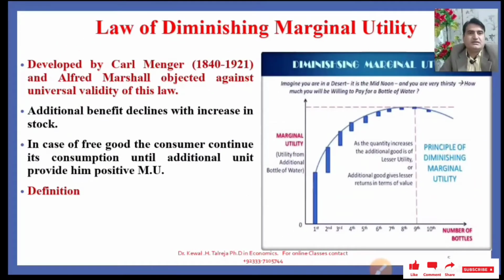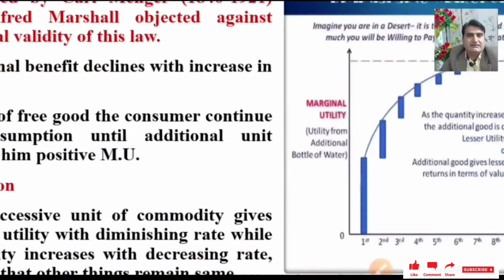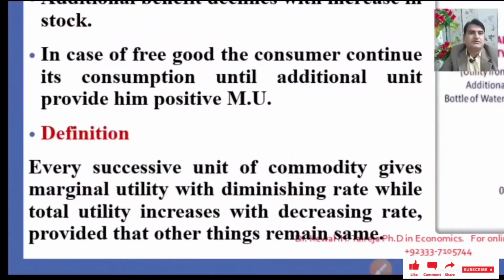How can we define the law of diminishing marginal utility? We can say that every successive unit of a commodity gives marginal utility at a diminishing rate, while the total utility increases at a decreasing rate, provided that other things remain the same. What are those things which must remain the same? These are the assumptions which we already discussed before starting the definition.